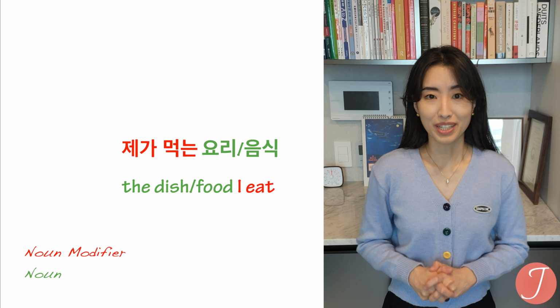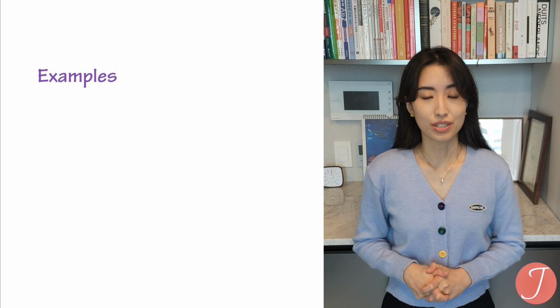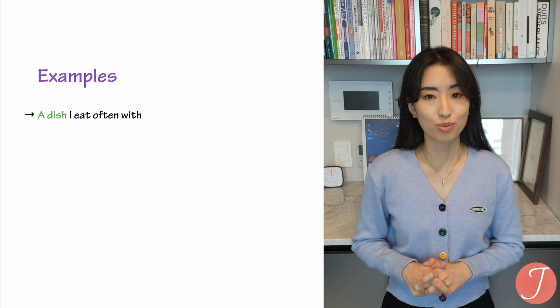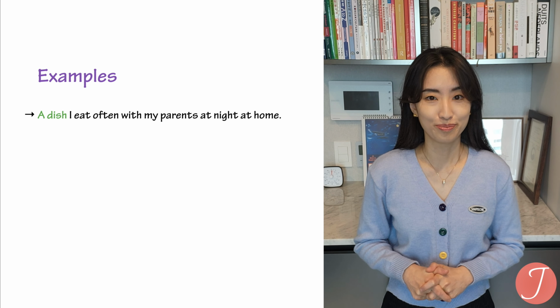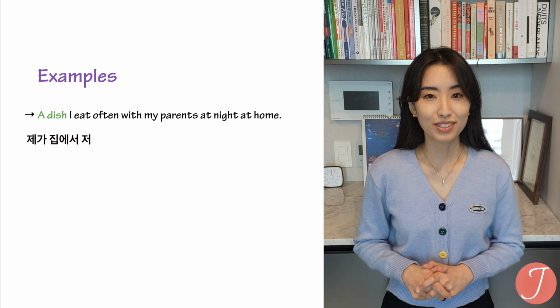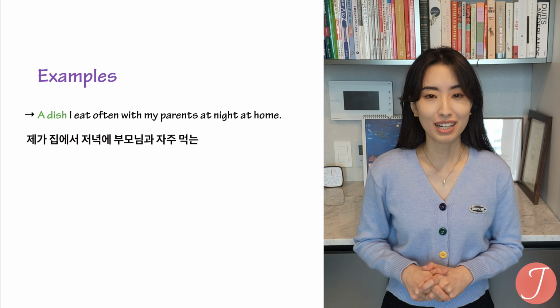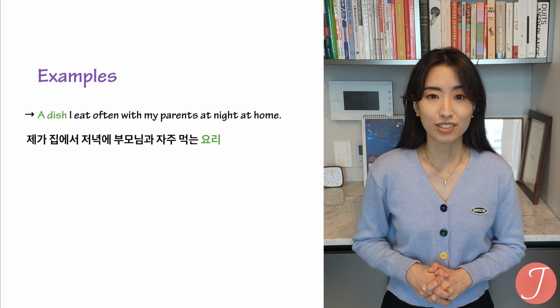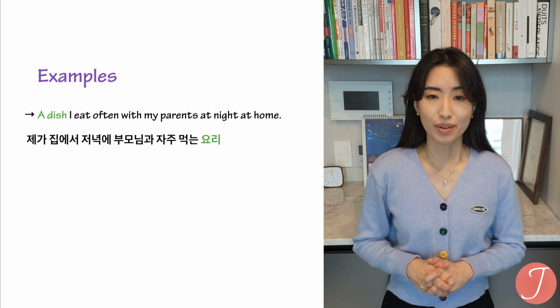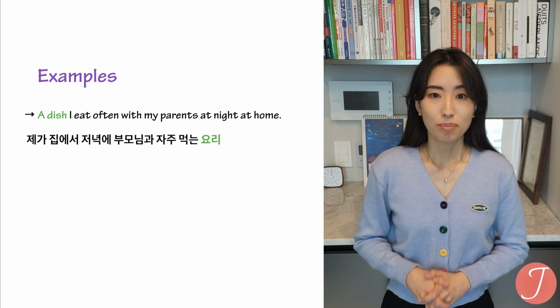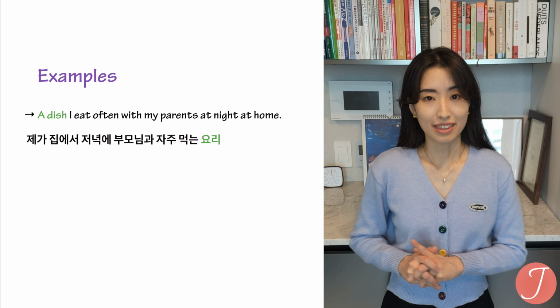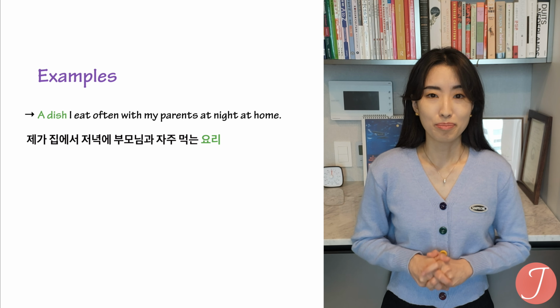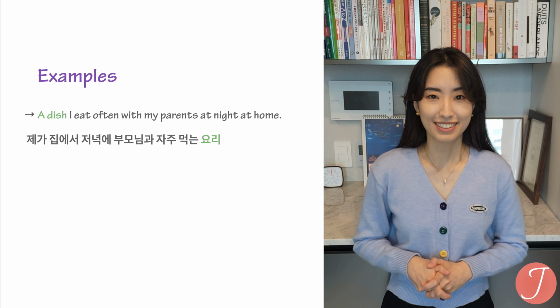This means that the beginning of a phrase can become really long, right? For example, you could use the following expression. A dish I eat often with my parents at night at home. 제가 집에서 저녁에 부모님과 자주 먹는 요리. In English, dish, which means 요리, is at the very front of the sentence, but in Korean, it's all the way at the end. This might make it feel a little harder.